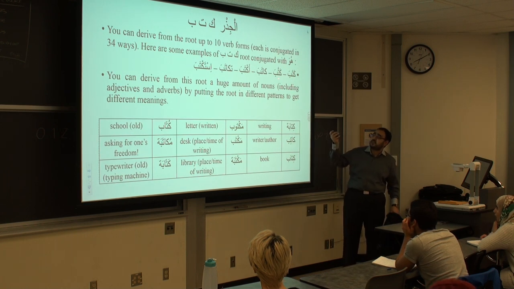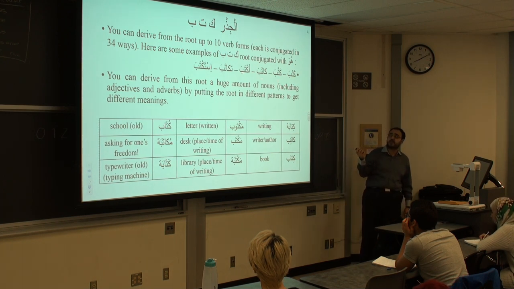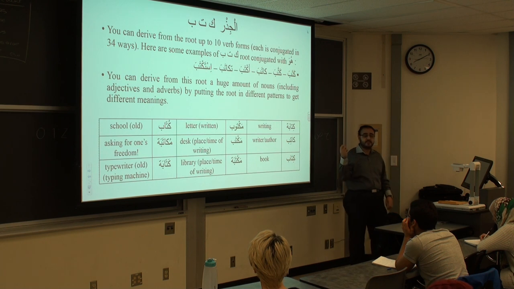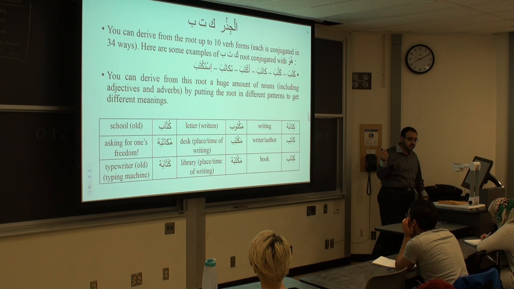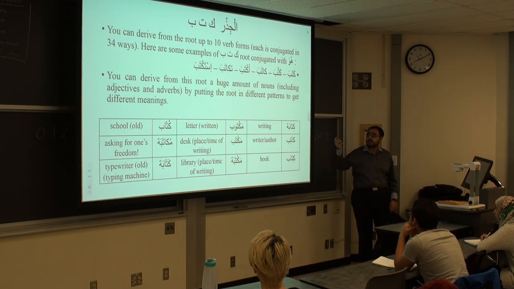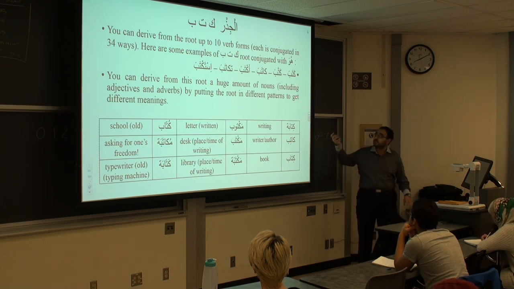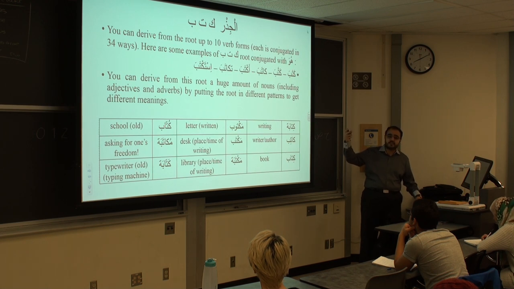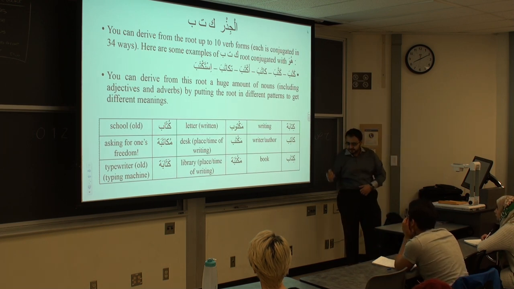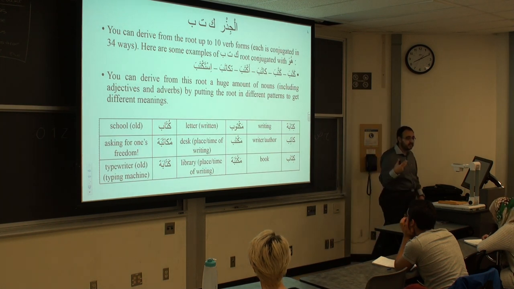For instance, these are among the 10 verb forms that you can have: kataba, kattaba, kataba, aktaba, takataba, istaktaba. All of these words share the same root, which is kaf, ta, ba, and these are all conjugated with huwa in the past. Each one of these can be conjugated in 34 ways in the three tenses that we have in Arabic: the past, present, and imperative.